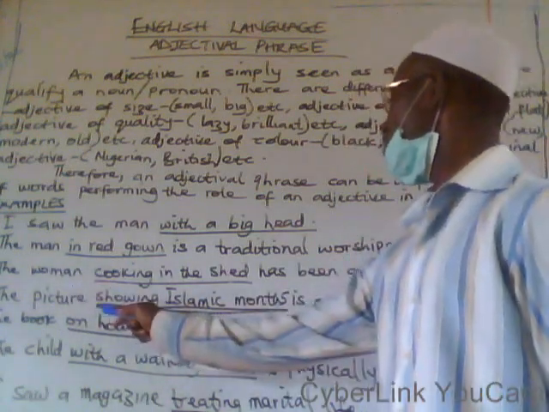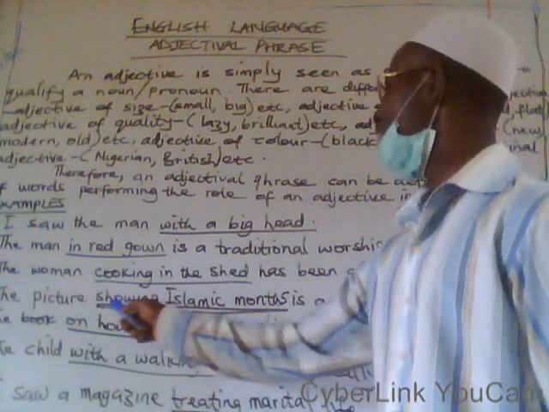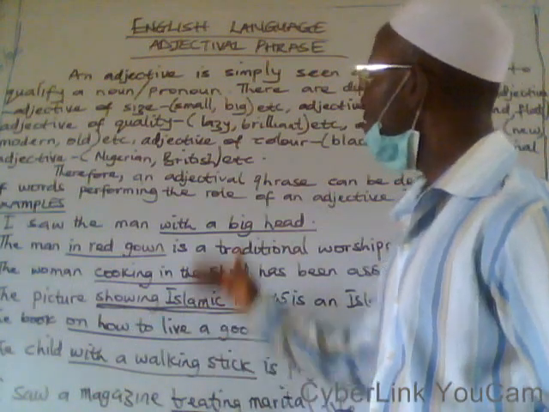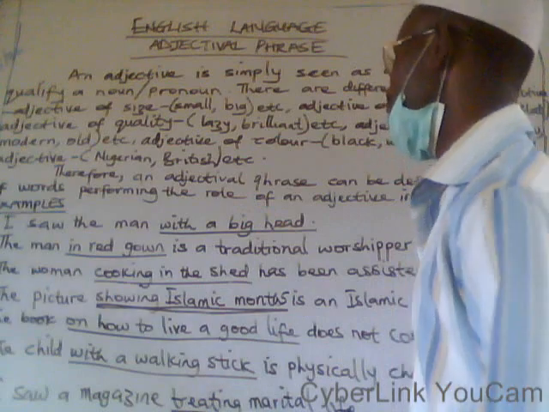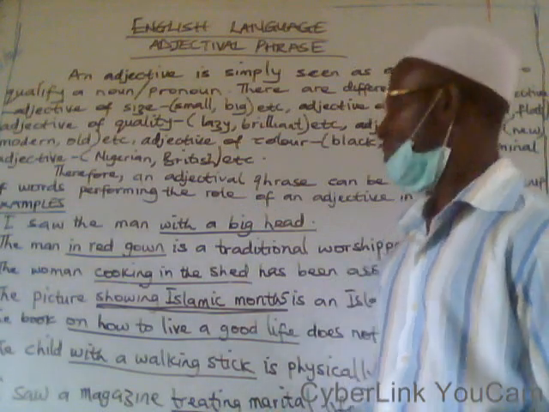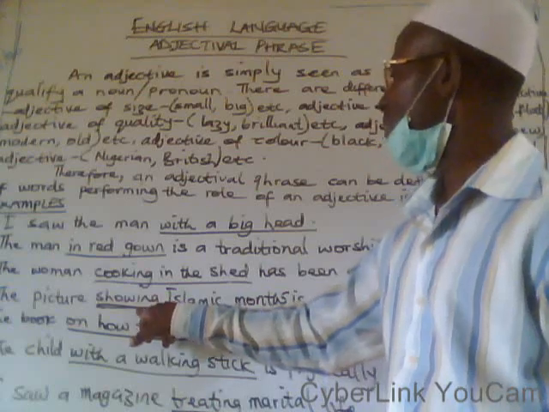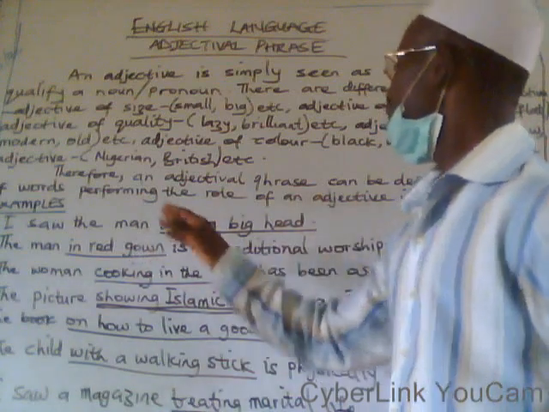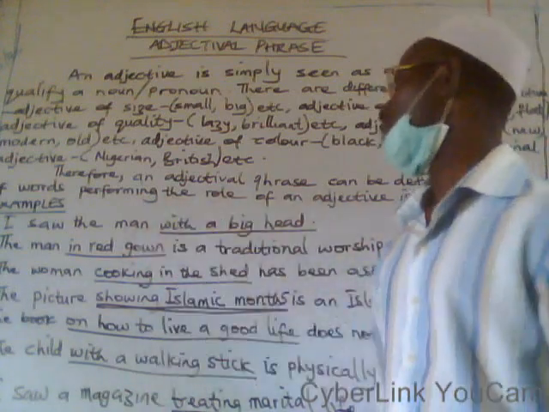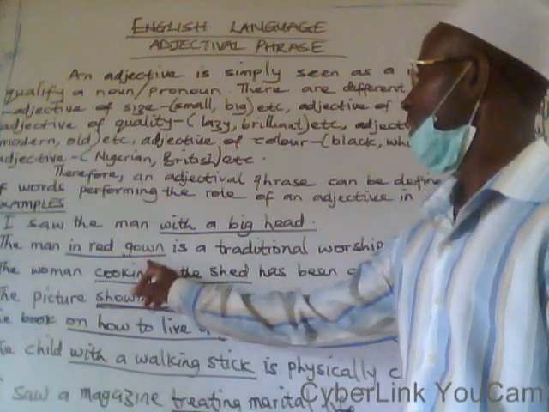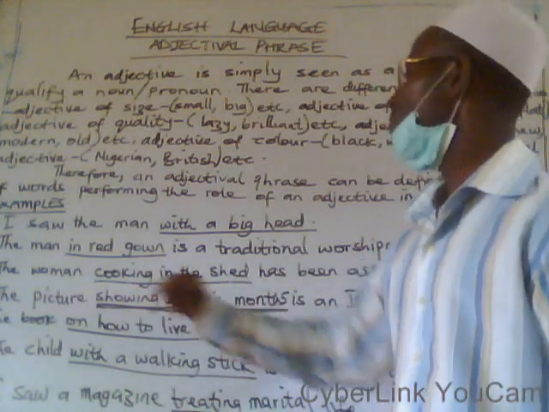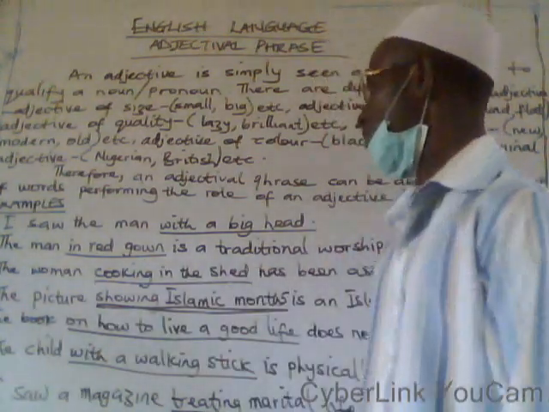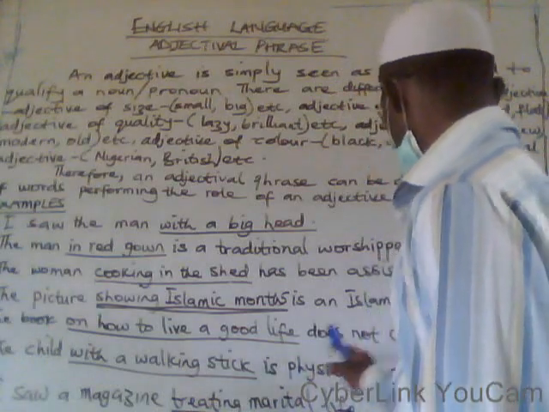So this one is a verbal noun too. Showing is not a binding verb. You cannot say showing is a binding verb in this sentence. Any group of words without a binding verb is a phrase. Do you get it? It's a phrase. You cannot say because you have showing you now regard it as a clause. No, it's not a binding verb. In the first two examples, there is no verb at all in each case. But here, in examples 3 and 4, we have a non-binding verb there. So, number 5. The book on how to live a good life does not cost much money.